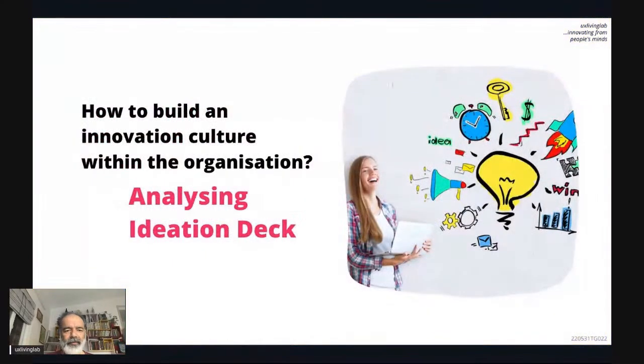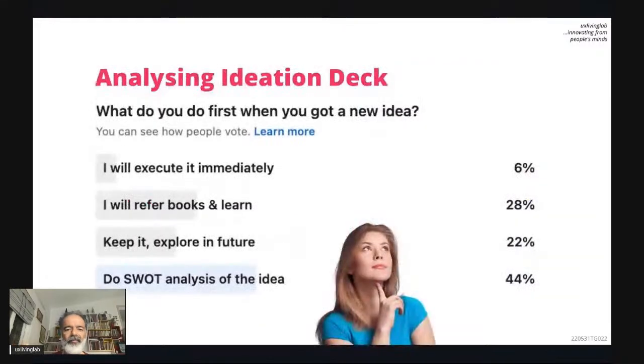Then, coming back to our topic, how to build an innovation culture within the organization. Today we are talking about analyzing the ideation deck. This is the result from another LinkedIn poll I conducted last week. What do you do first when you get a new idea? Think about that.